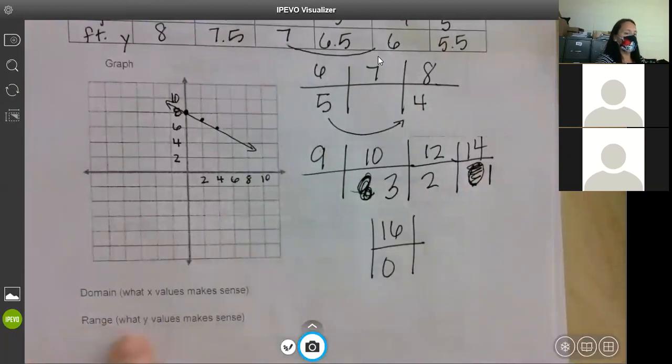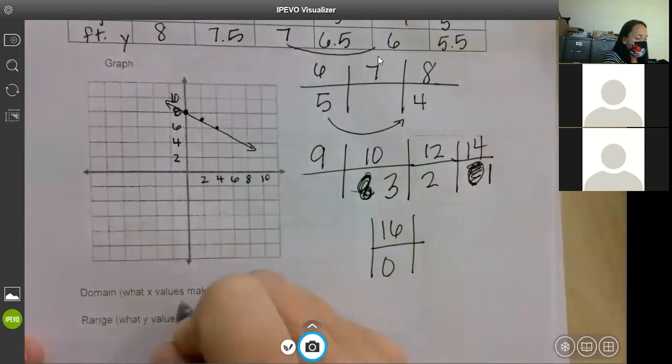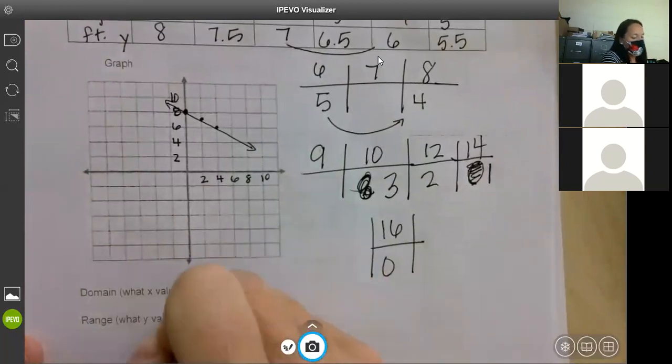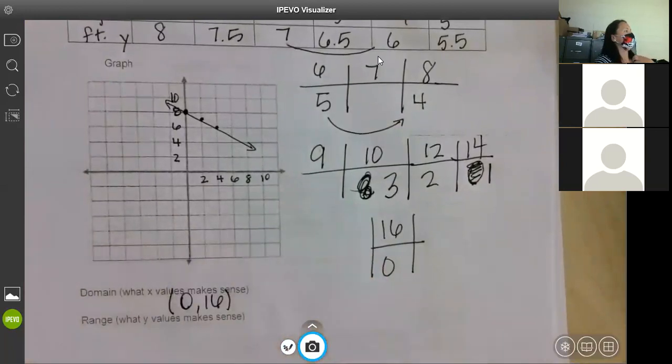That's only going to help us on our domain and our range. So our domain is our X. How many days did it take him to melt? 16. It's easier, again, on the test because it goes by a little bit more. So 0 to 16 days to melt.